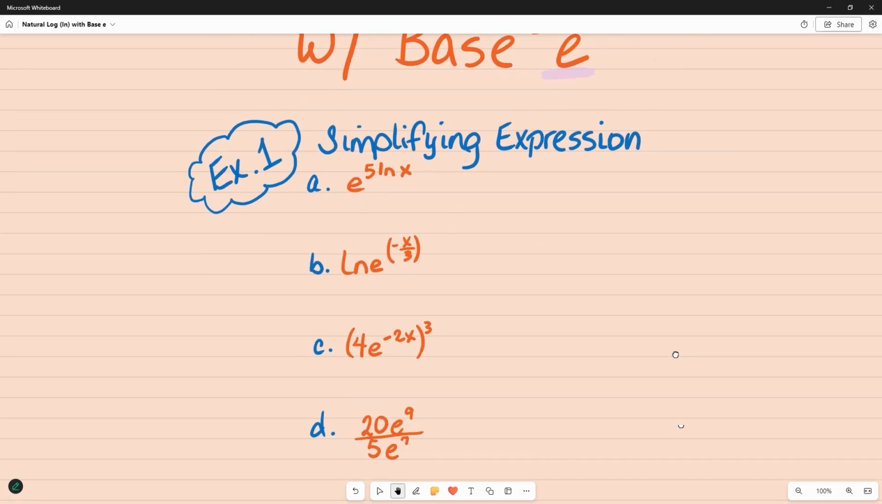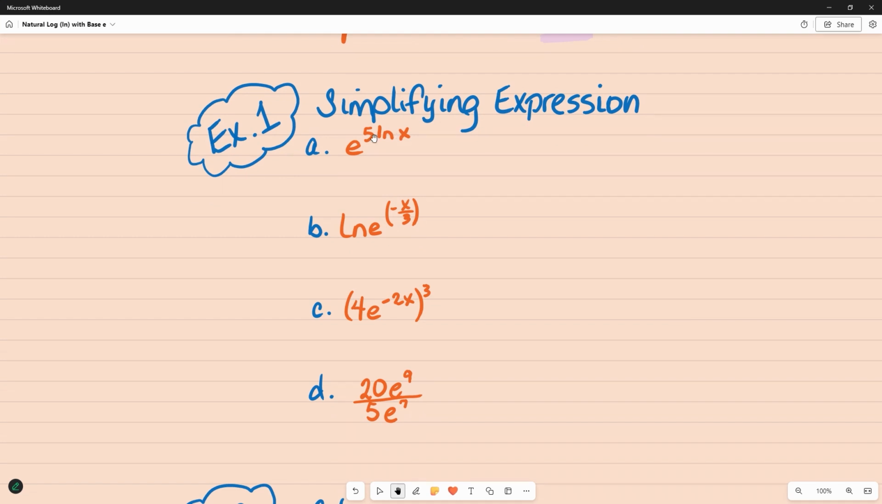For part A, I have E raised to the 5 times natural log of X. What I would do is rewrite it, and I would take my 5, which is really my exponent for this value X, and rewrite it. So this 5 is going to be the exponent for X. So E raised to the natural log of X to the 5th.